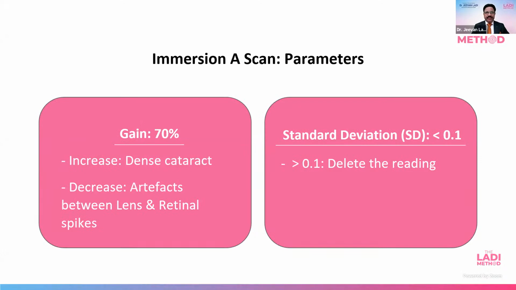In immersion scan parameters, gain is very important. By default, in all the immersion machines, the gain is kept at 70%. But if you are having a dense cataract, then this gain has to be increased. If you are using an automated immersion scan, then this will be increased automatically, and it will decrease if it is required. Suppose you are having artifacts between the lens and the retinal spikes. Standard deviation has to be less than 0.1. By chance, if it is more than 0.1, you can delete the reading and repeat the reading.